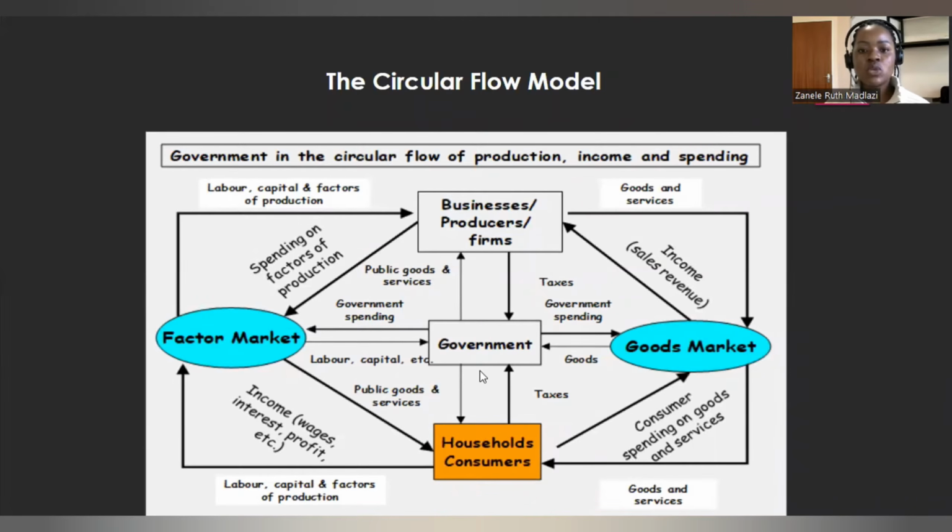Right? So the government will set different rules and regulations and policies that will regulate the relationship between businesses and households. For example, we have things like the Labour Relations Act, where people are contracted to work at least a certain amount of hours per day, and they have to be paid the minimum wage. All those are things that the government decides in order to make sure that households are not exploited by producers or firms.